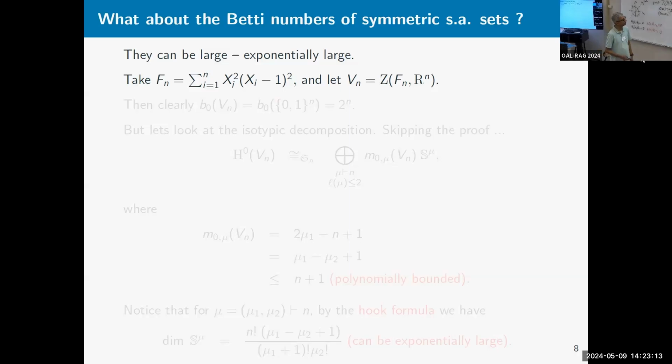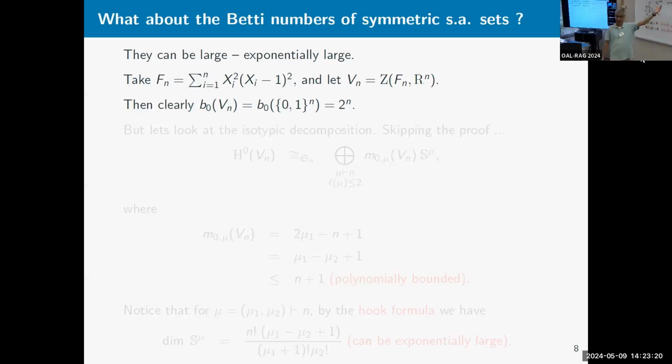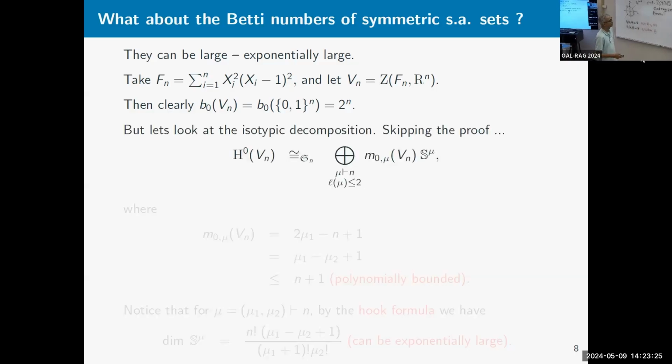So clearly, as we said, H_0 of V_n is of dimension 2 raised to n, which is exponentially large. But let's look at what happens in the isotypic decomposition. It's a standard exercise that I'm going to skip. But by the way, I see that I have switched, but from the point of view of S_n modules, the permutation group has the good property that a permutation and its inverse are in the same conjugacy class.